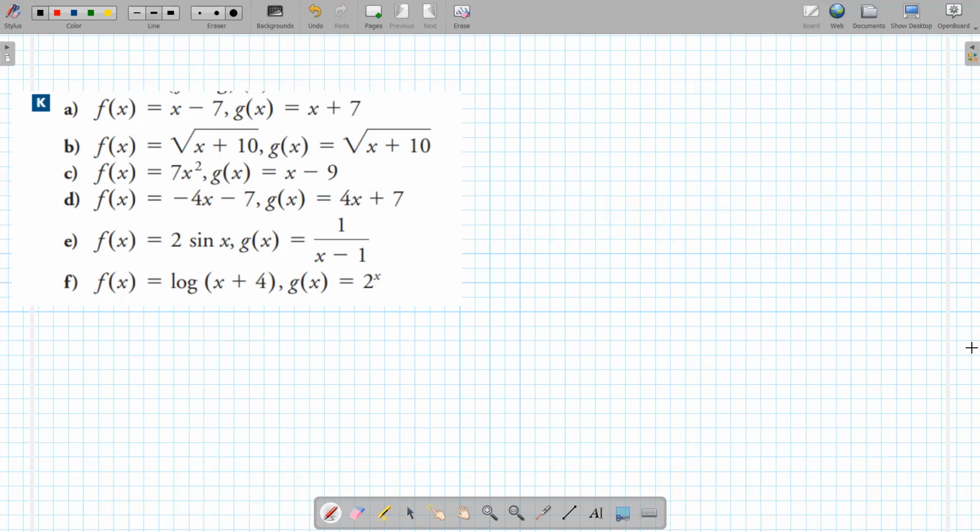What about b? It's a square root function. The plus 10, is it going to move it to the right or to the left? To the left, correct. So it's going to start at negative 10, okay? It's going to start at negative 10 and 0. Both of them. So what's going to be the combined function? What's going to be the domain of the combined function?